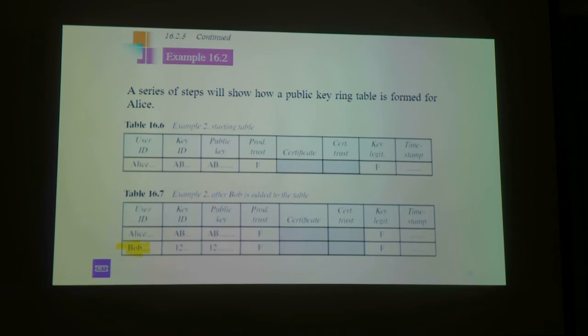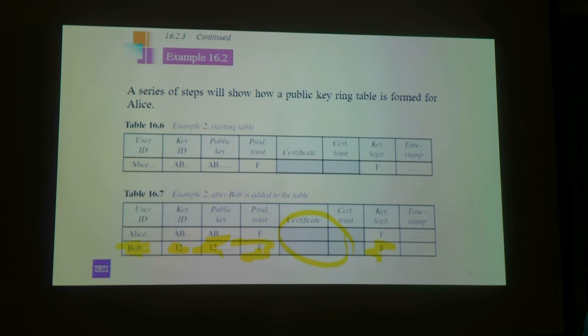So it will have the key ID, which is the first 64 bits of the public key. The public key was verified over the phone. So the producer trust is F, and of course, is it legitimate? Yes, F. Did I use any certificate to get this? I did not, directly, right? So the value of the trust is full for Bob because Alice fully trusts Bob.